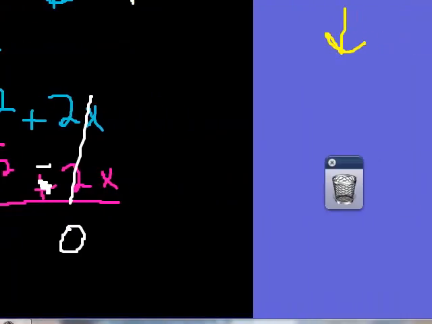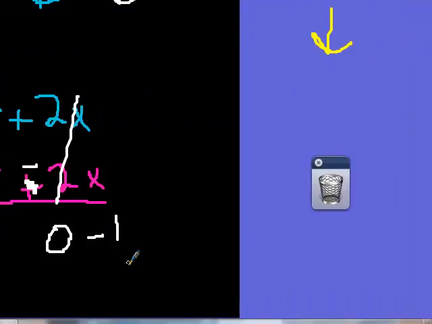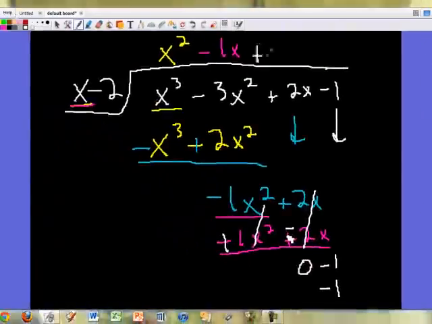Next step is to bring down. Now 0 minus 1, you can combine that together. Just get minus 1 out of that. You cannot divide negative 1 by x. It just doesn't happen. When you cannot divide any longer, that becomes your remainder. So we're going to write plus for the remainder.